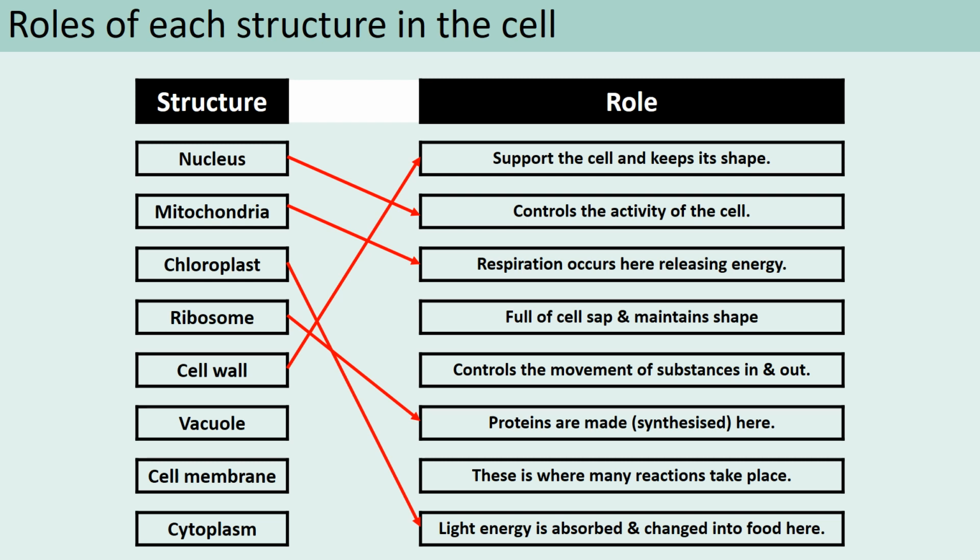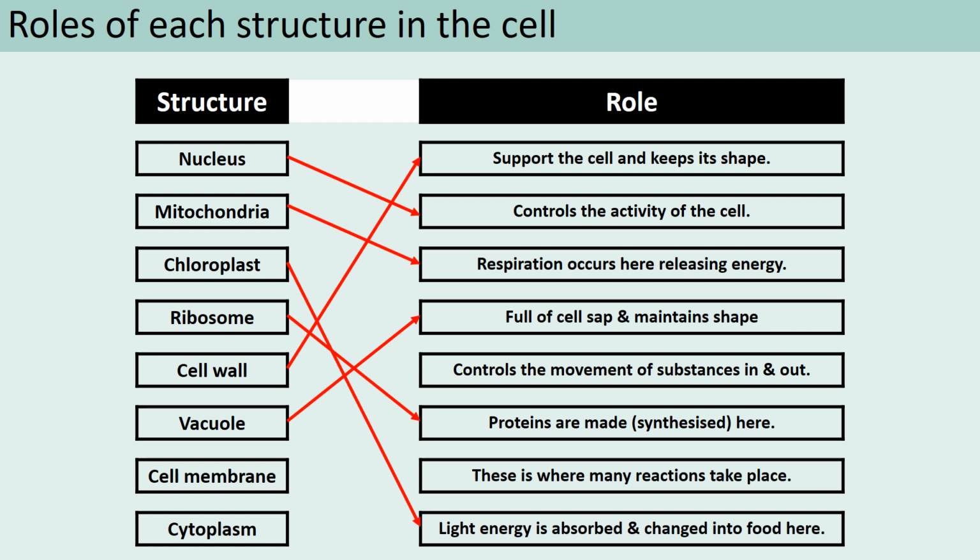Next up is the cell wall. Remember, this is only in the plant cells, and the cell wall is there for support and keeps the shape. So animal cells do not have a cell wall, which is why they do not have that regular shape that a plant cell does. Another structure that is unique to plants is the vacuole, and this contains cell sap and also helps in the maintenance of the shape.